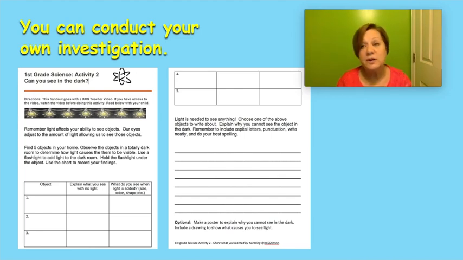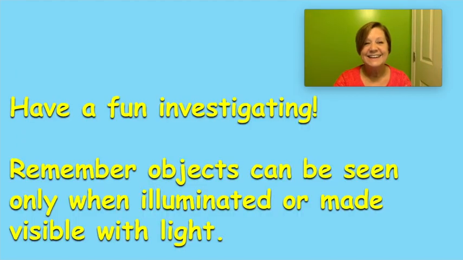Then you can choose one of the objects that you recorded and write about it. You can explain why you cannot see the object in the dark. You can also make a poster to explain why you cannot see in the dark. And on that poster, you could include a drawing to show what causes you to see light. Have fun investigating. Remember, objects can be seen only when they are illuminated or made visible with light.